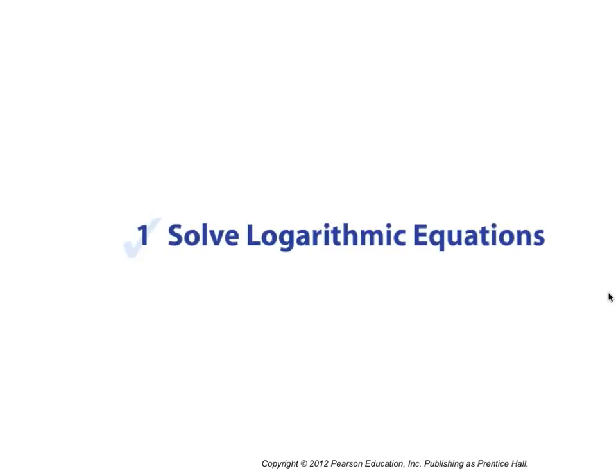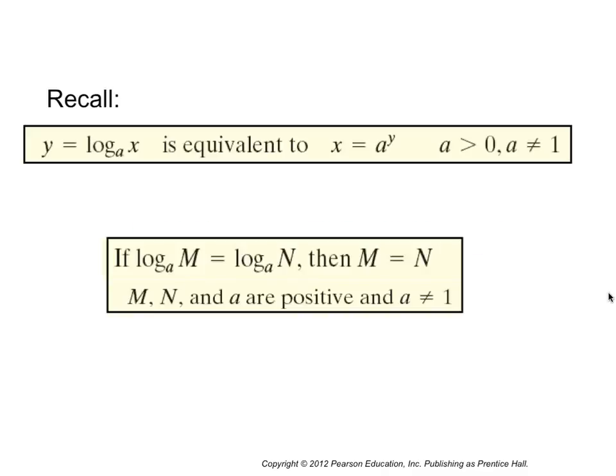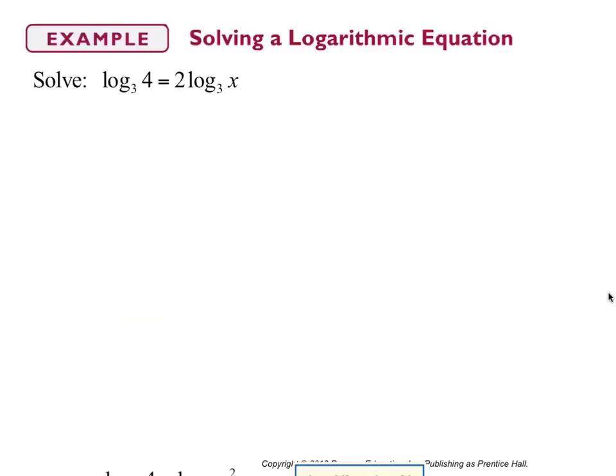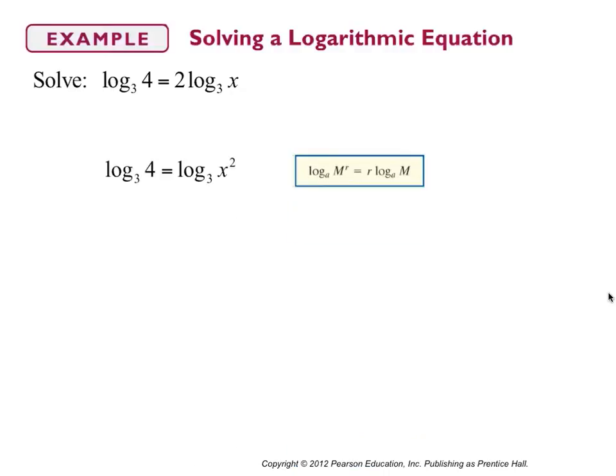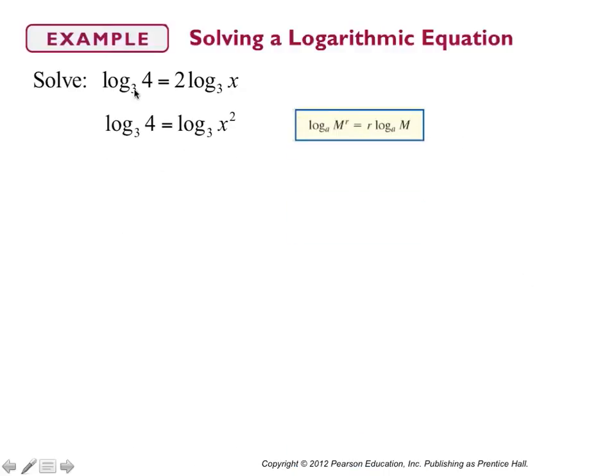All right, the last section is just using some of the things that we've already learned to actually solve some kind of complex equations. These are some things to recall. We know all of this stuff since we just did it, so I'm not going to go over that again. So let's say we have log base 3 of 4 equals 2 times log base 3 of x. Now, when we have the opportunity to get the same base, we want to go ahead and do that. You'll notice these are both bases of 3, which is great.